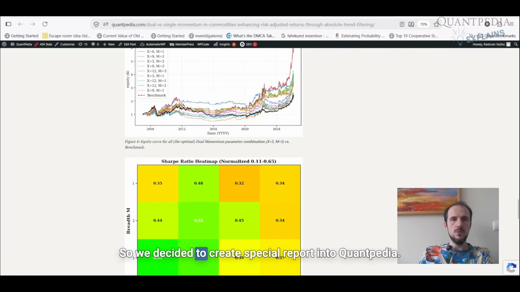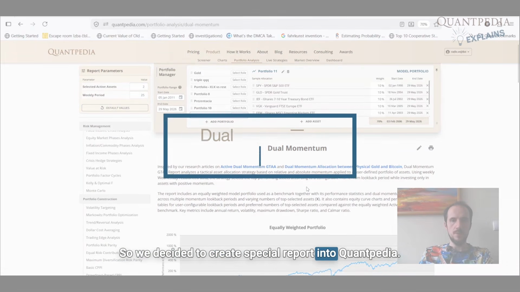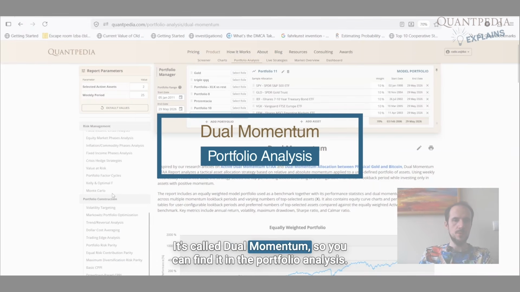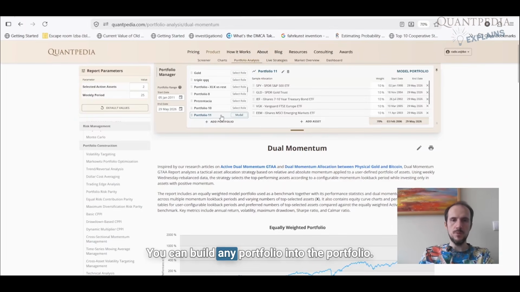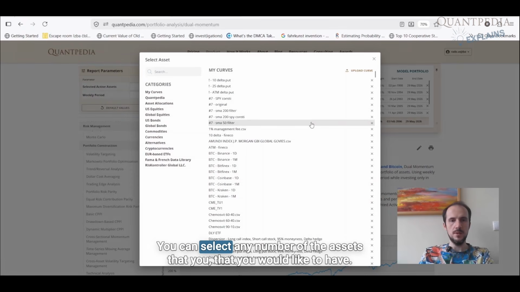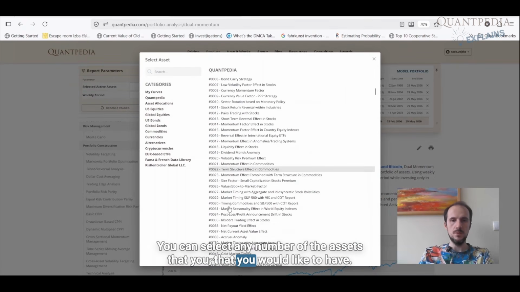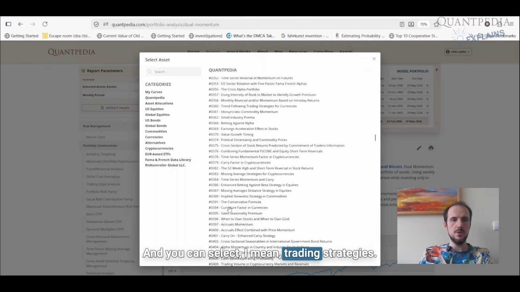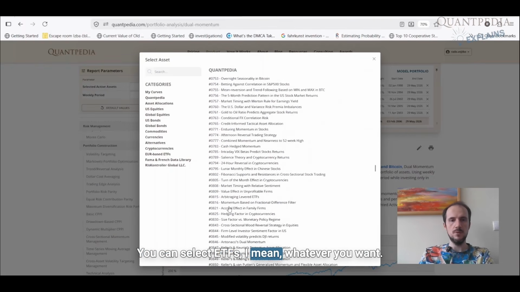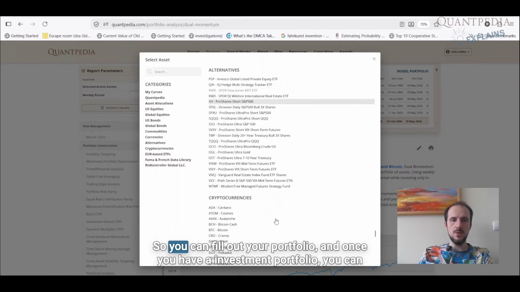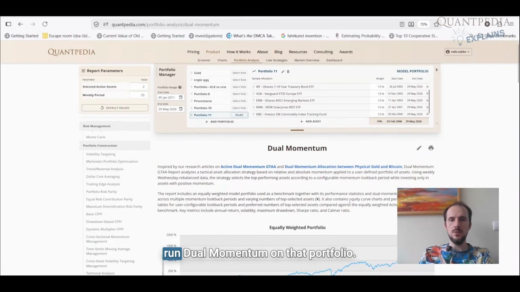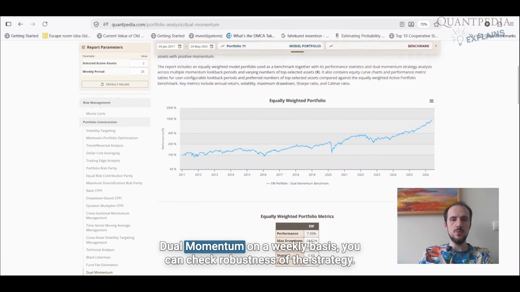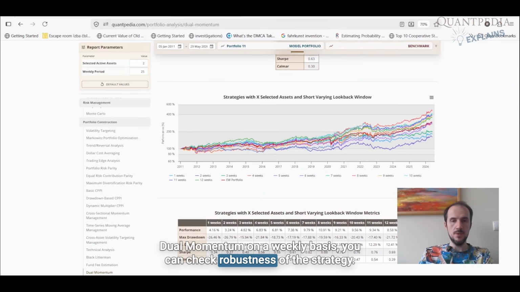So we decided to create a special report in Quantpedia. It's called Dual Momentum. You can find it in the portfolio analysis. How does it work? You can build any portfolio. Into the portfolio, you can select any number of assets that you would like to have. You can select trading strategies, you can select ETFs, whatever you want. So you can fill out your portfolio, and once you have an investment portfolio, you can run dual momentum on that portfolio. Dual momentum on a weekly basis, you can check the robustness of the strategy.